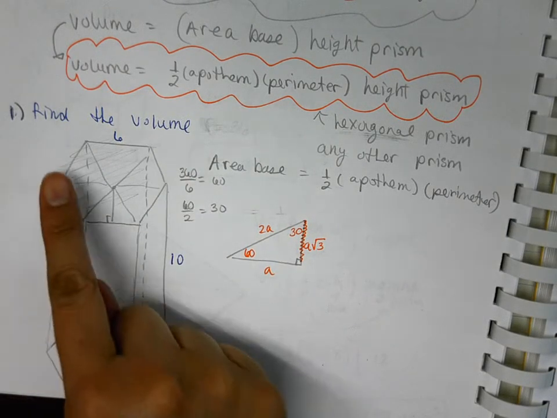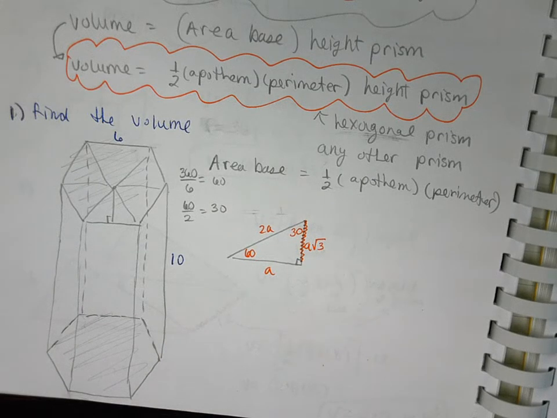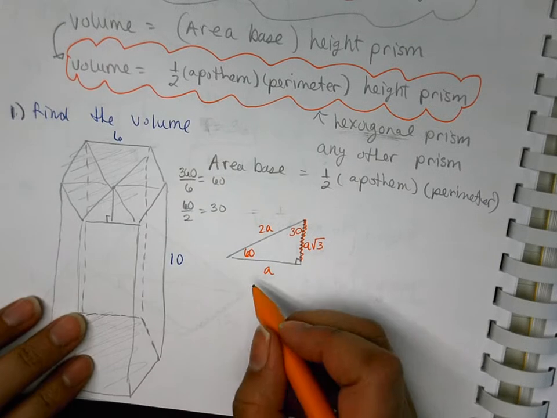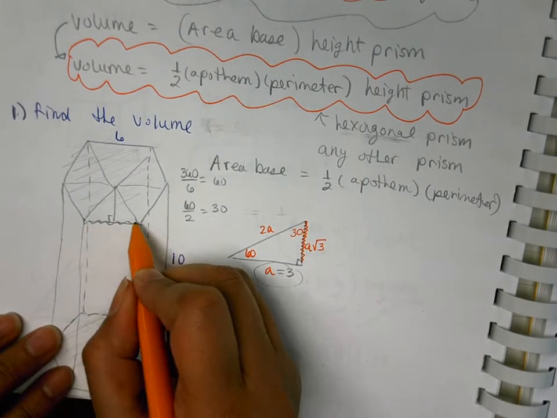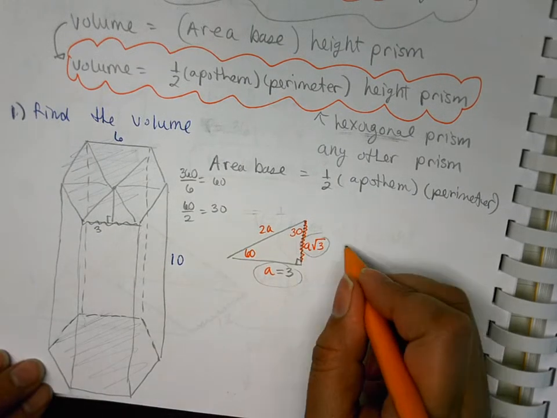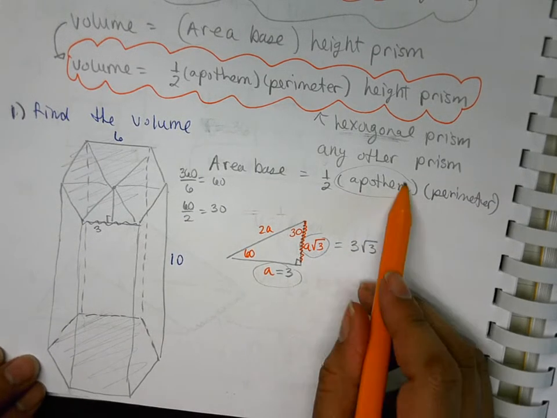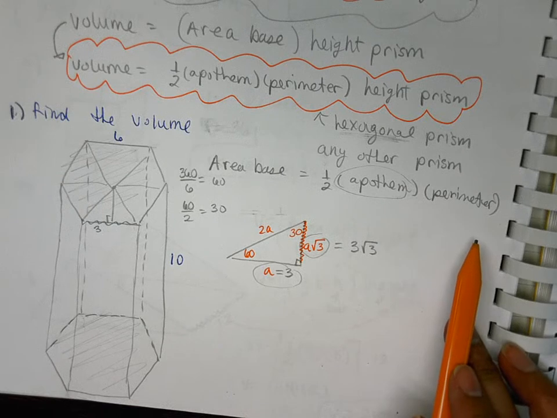So let's look at anything that we know. How can I use the 6 or the 10 to find the pieces here? Yes. 3. 3 for which side? A. Do you agree, Seth? All right, do you guys see how he got a is 3? If this is 6, then that must be 3, yes or no? All right, so what is the apothem? 3 root 3. Apothem, check.